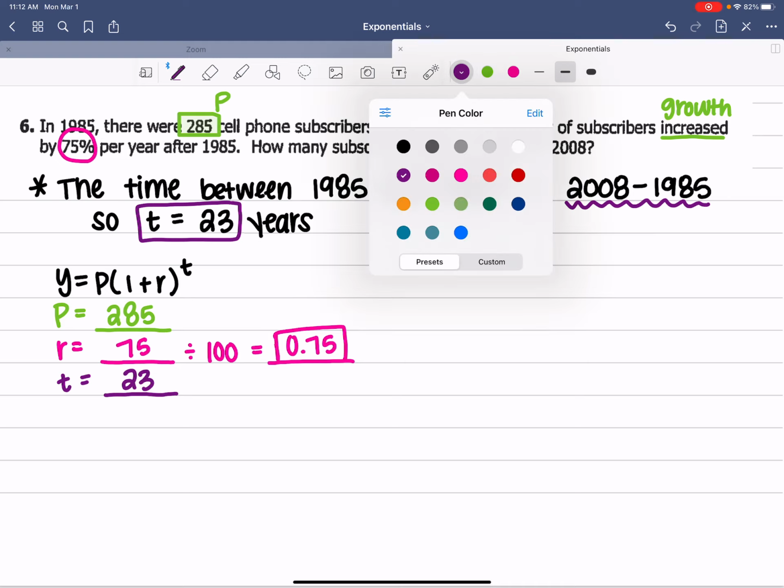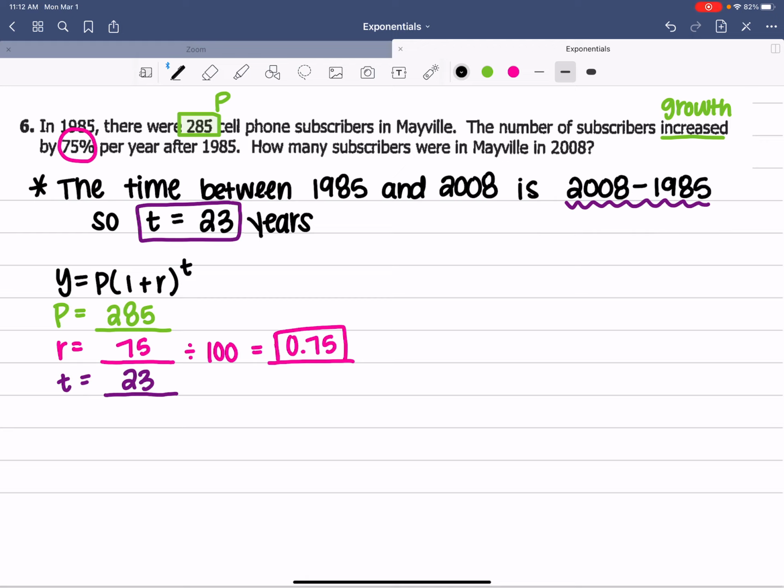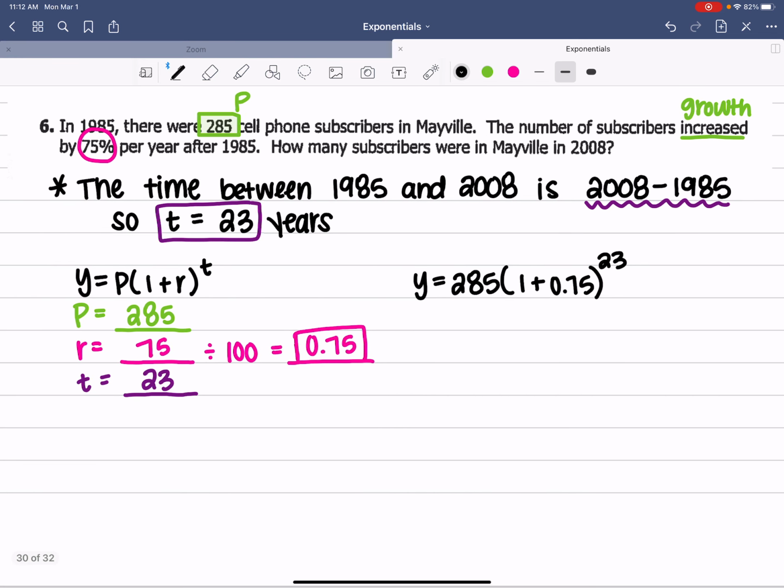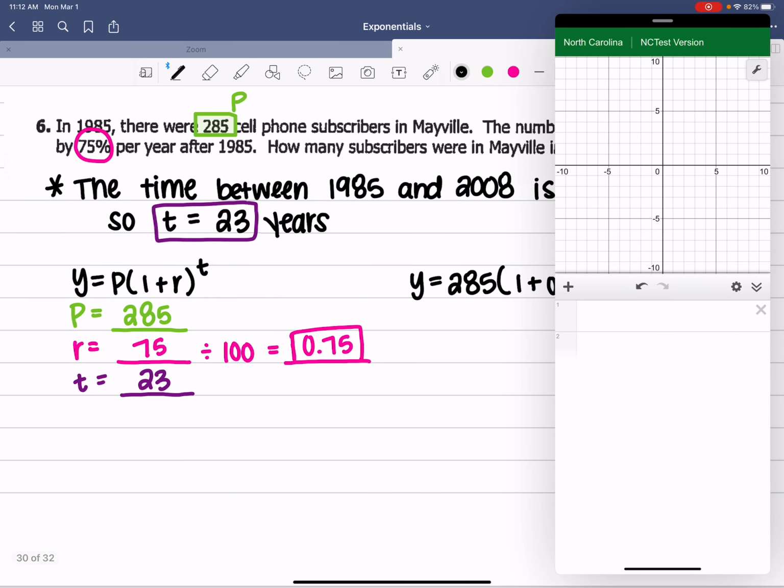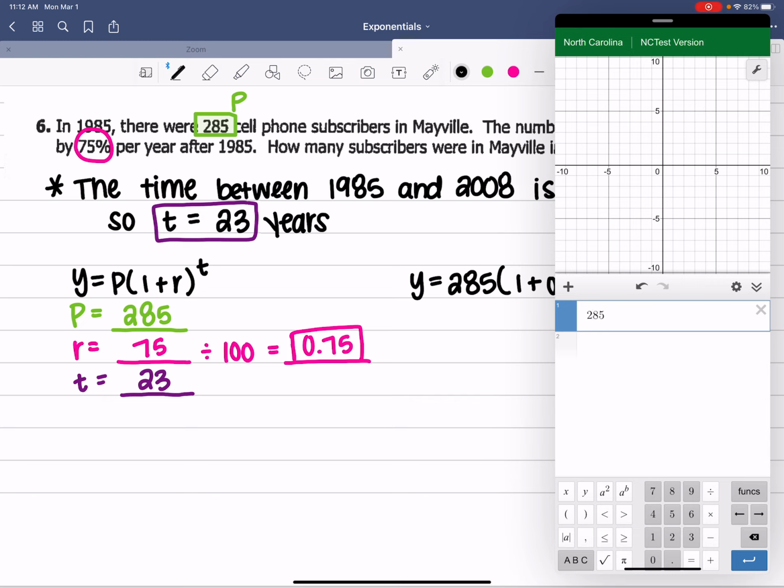Now that we have our pieces of information for the equation, we can plug that information in and get y equals 285 times 1 plus 0.75 raised to the power 23. And we're just going to type that information to calculate it in Desmos. 285 times 1 plus 0.75. Close your parentheses, click AB to get your exponent, and type 23. Wow, that is a very large number.